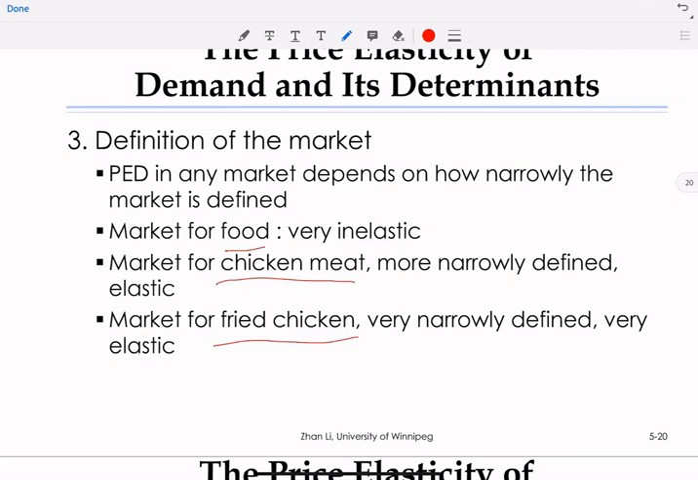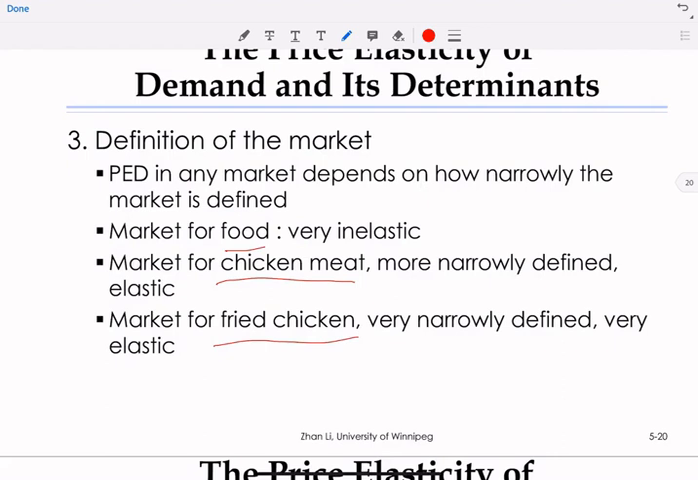And now think about the market for chicken meat. Compared with the market for food, the market for chicken meat is narrower, right? And in this case, you can imagine that it's a little bit more elastic compared with the market for food, because if the price of chicken increases, you could potentially find other meat alternatives, right? Maybe you could buy more pork, or you could buy more fish, or you could buy more beef.